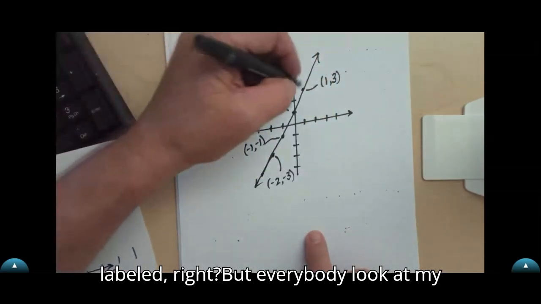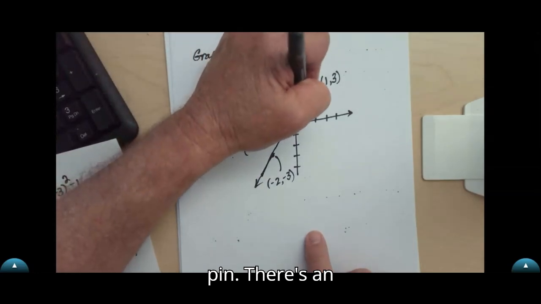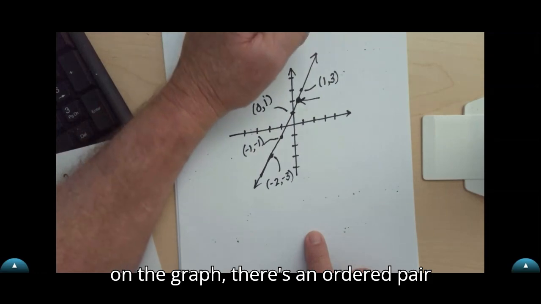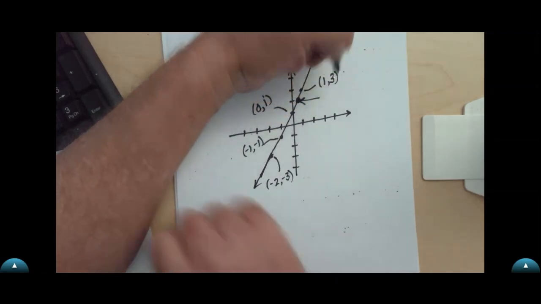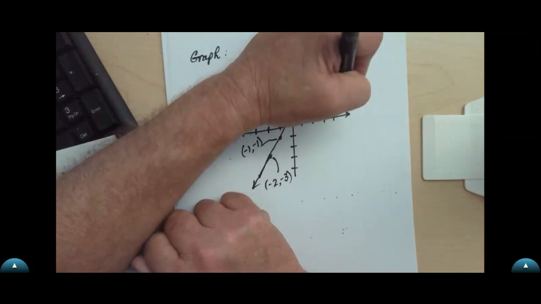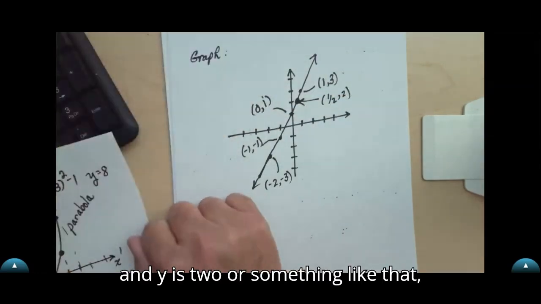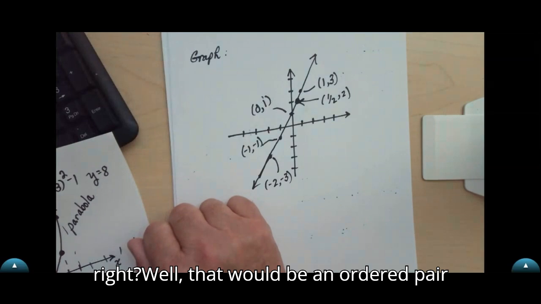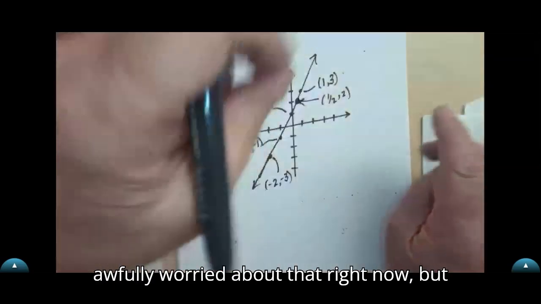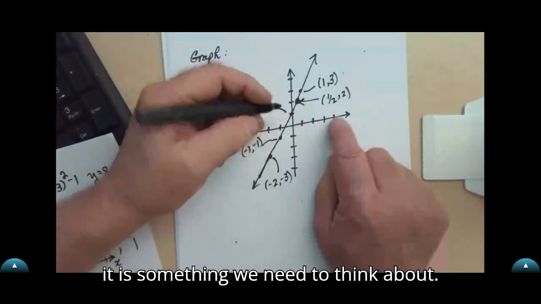But everybody look at my pen. There's an ordered pair there, right? That's a point on the graph. There's an ordered pair there. Maybe that's where x is 1/2 and y is 2 or something like that, right? Well, that would be an ordered pair in that function. So we're not too awfully worried about that right now, but it is something we need to think about.